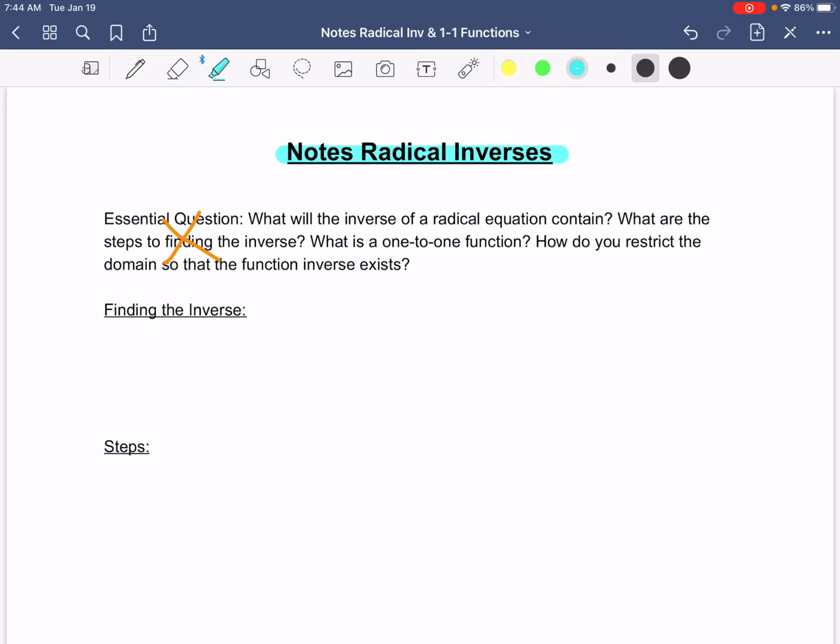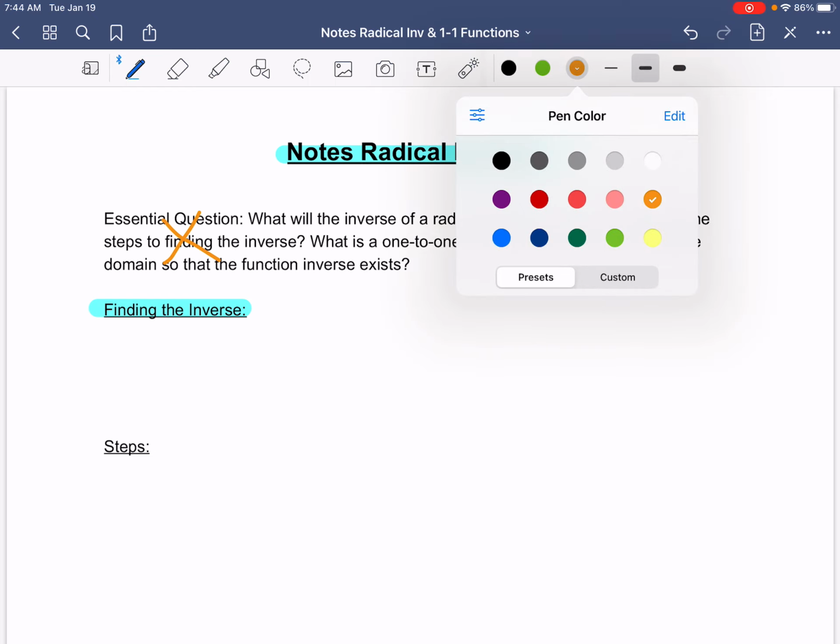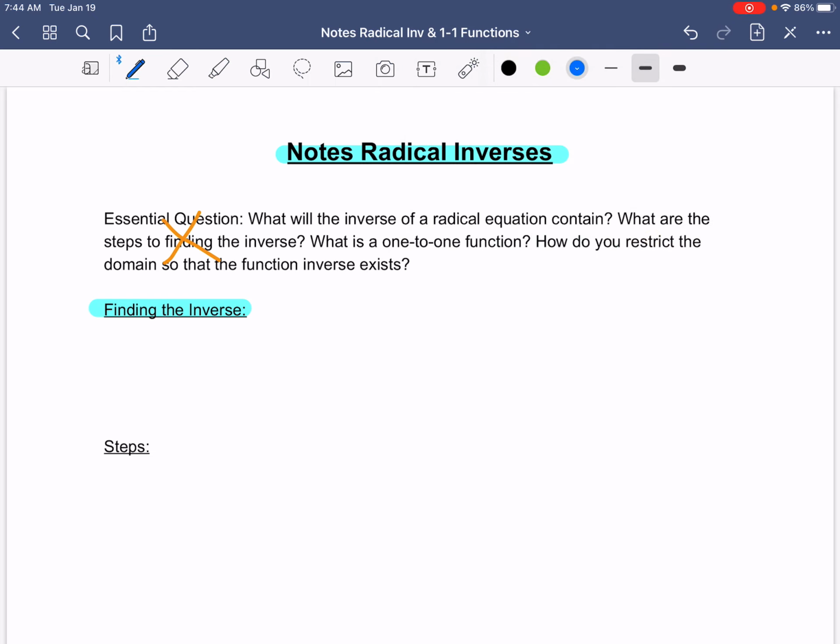So first, let's talk about finding the inverse and what the inverse of a radical equation will have. The way that you reverse a radical is using an exponent. So our equation is going to have an exponent that matches the root's index. So finding the inverse, we're going to say to cancel or to reverse a root, you use an exponent.